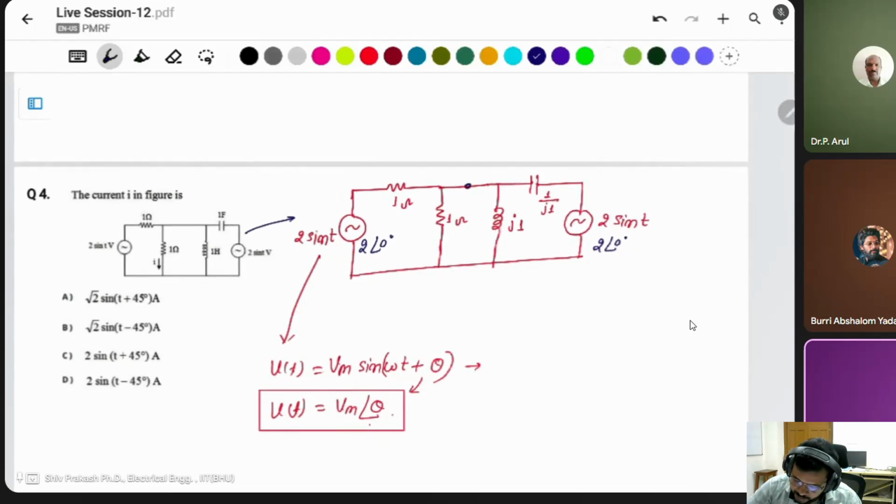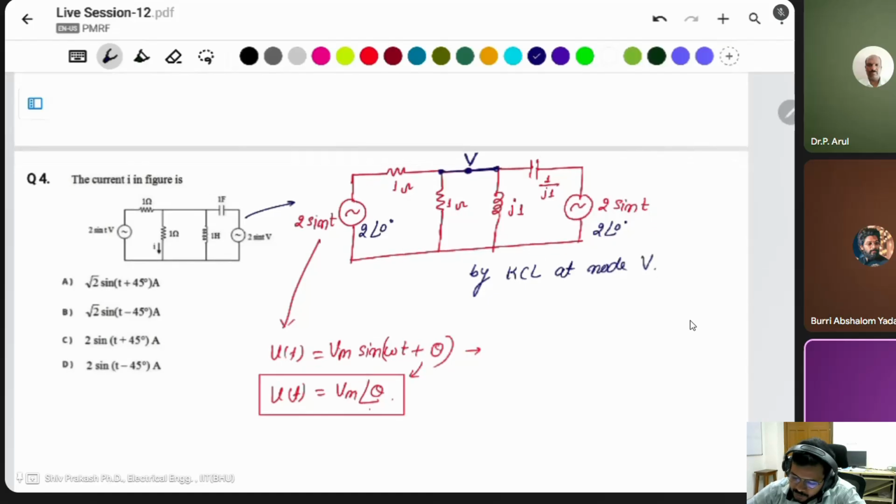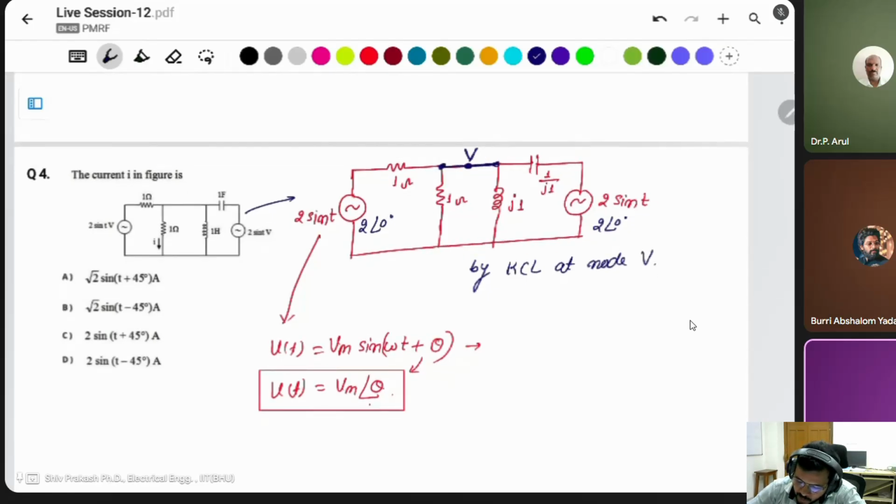You can take a node voltage V here, because all three are connected at this node. At this node, I have taken the node voltage V. Then use KCL. By KCL at node V, you have to take this current, this current, this current, and this current. You have to take all of them.